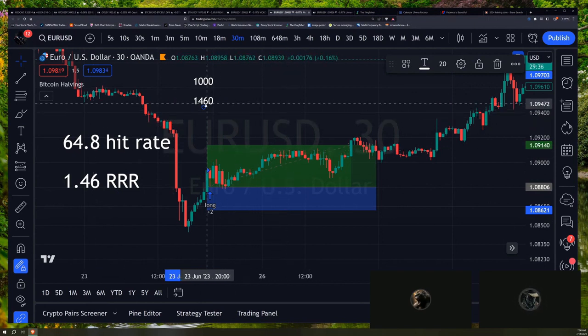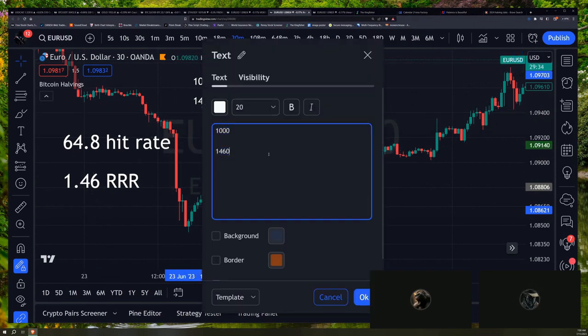So if I do 1460 times 64.8, I'm going to get my expectancy, and I'm just going to do the math on a calculator. I don't feel like thinking that hard. Let's see here. Calculator. 1460 times... actually, it's 1460 times 0.648, because that's a percentage. So for every time I click that button, I'm making an average of $946.